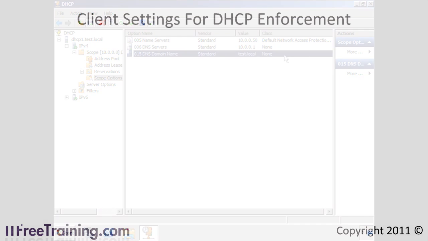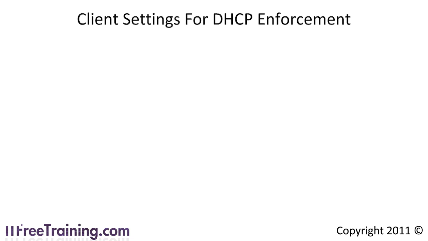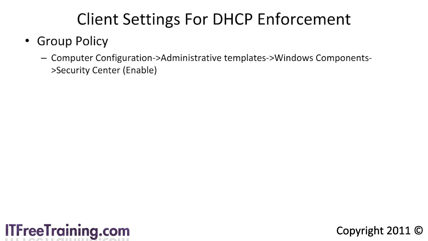Now let's take a look at what needs to be configured on the client. In order for the client to start using NAP, there are a number of things that need to be set. Luckily for us, these can be set using Group Policy. First, you need to enable the Security Center. Be aware that in Windows 7, the Security Center has changed to the Action Center.